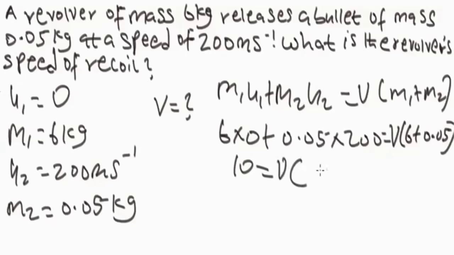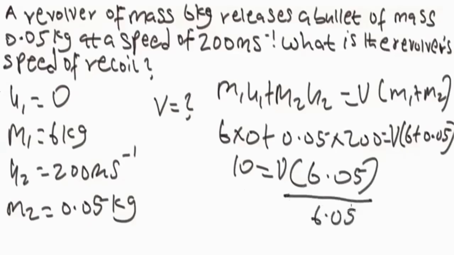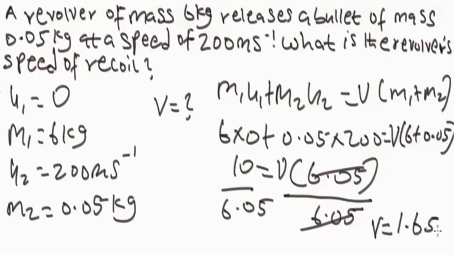So 6 plus 0.05 gives us 6.05. To make v the subject of the formula, divide both sides by 6.05. If we cancel this, therefore 10 divided by 6.05. Let me punch it. Our final velocity will be 1.65 meters per second, if you are leaving it in 2 decimal places. So this will be the speed of recoil, the final velocity.